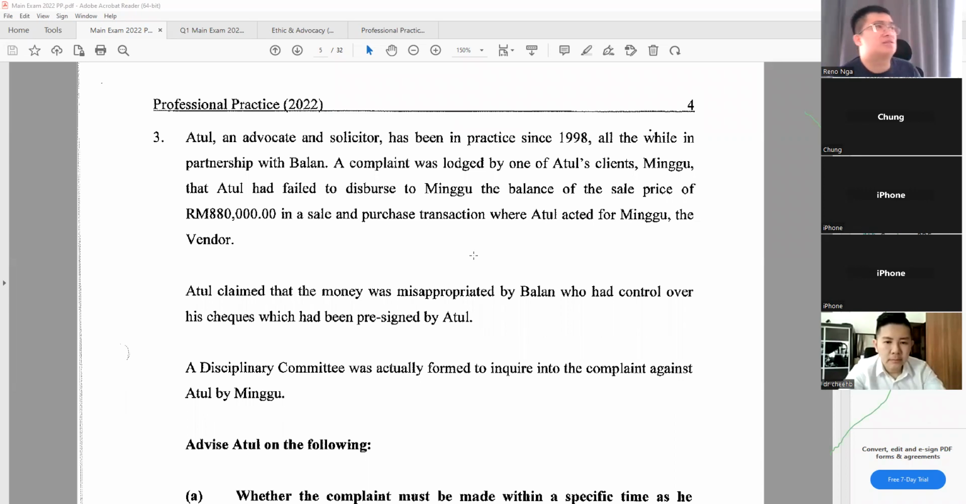A, an advocate solicitor has been in practice since 1998, all the while in partnership with B. A complaint was lodged by one of A's client M that A has failed to disburse to M the balance of the sale price of 880,000 in the S&P transaction, where A acted for M, the vendor. So this is one of the situations you guys should take note also.